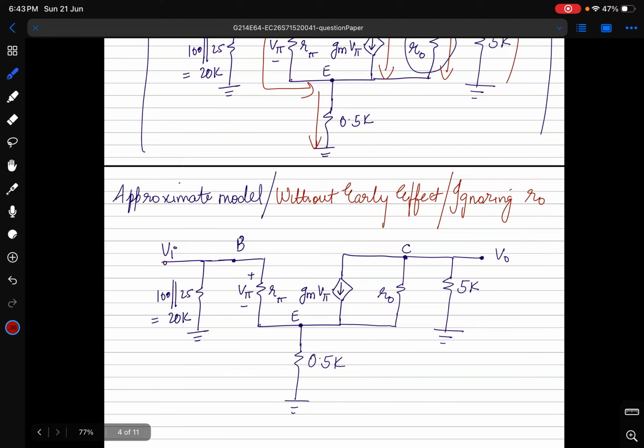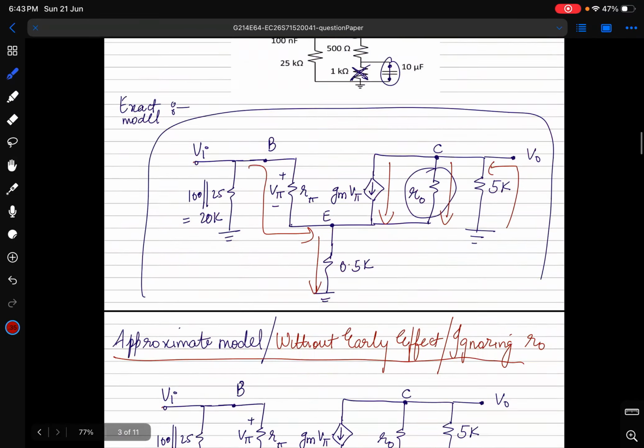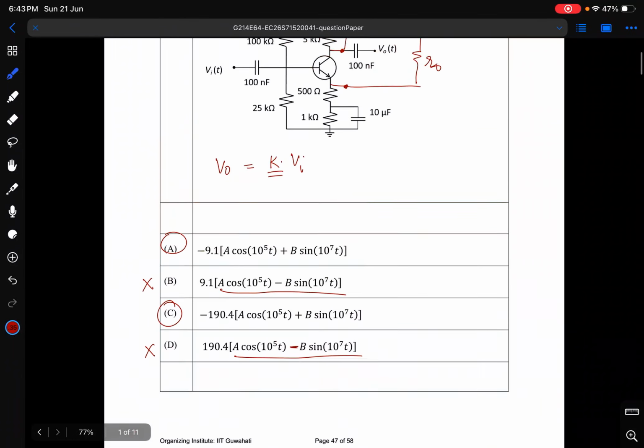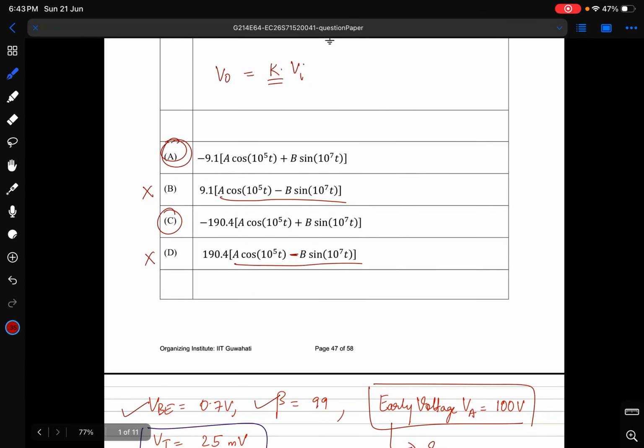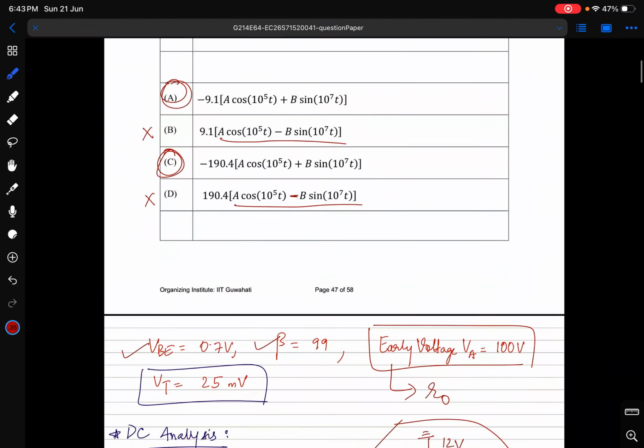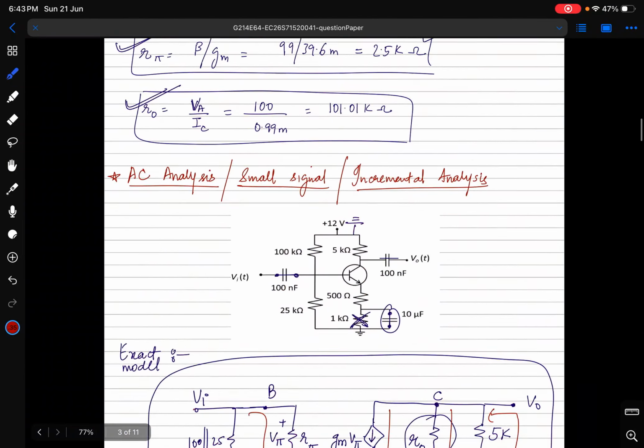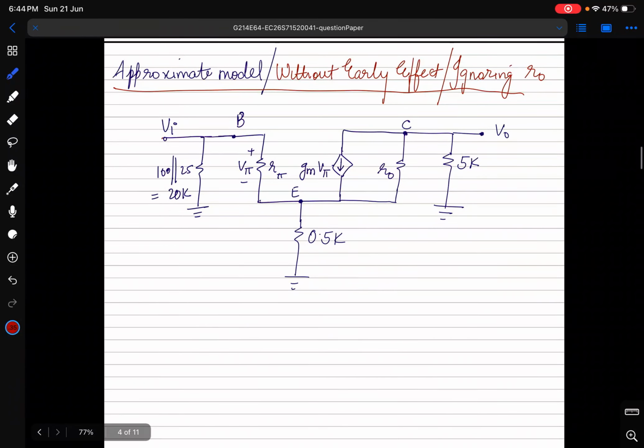So my logic is, if we go by the approximate model, considering the circuit without early effect or ignoring the R0, we can easily find the answer, and we just have to compare it with the exact value. Because the options are given, we can compare with these two values, option A and option C, to get the correct answer using the approximate analysis. I'll tell how we will do.